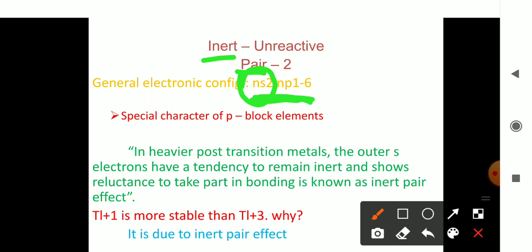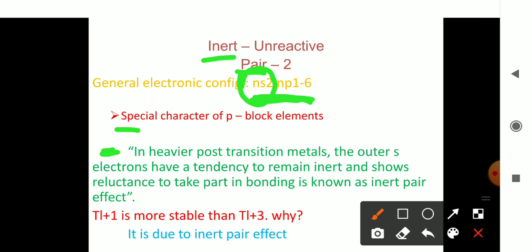Look at the next point. It is a special character of P block elements that I told you previously. It can be shown only by the elements of P block. The other blocks of elements will not show the inert pair effect. Now let us see the definition of inert pair effect. What is given? In heavier post transition metals.